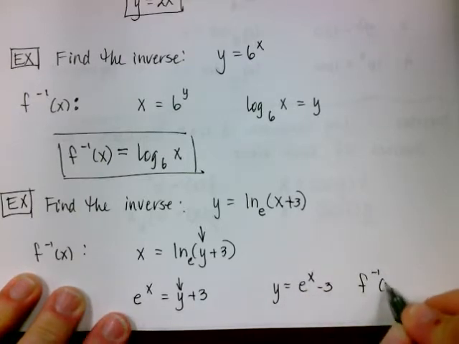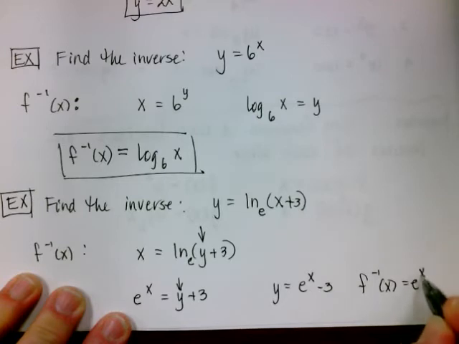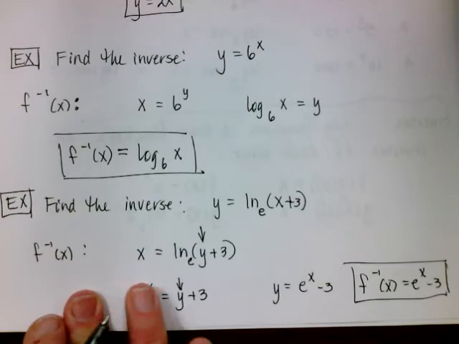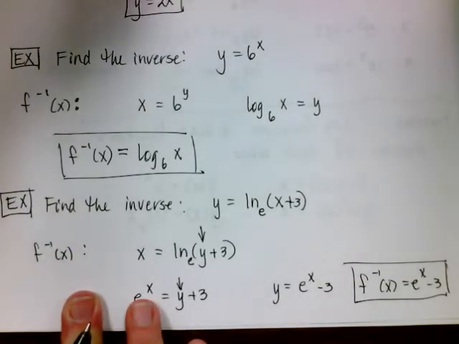So that tells me that the inverse is e to the x minus 3. Okay? And that would be my inverse. So I can go back and forth by switching between the two forms. Let me just do a couple more examples.